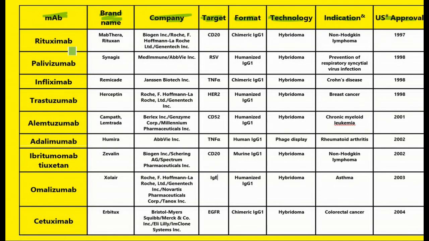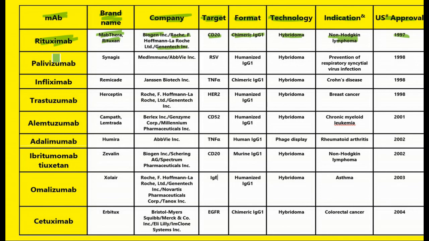So rituximab, Mabthera is the brand name, Rituxan is there. Who produced it? Biogen, Roche and Genentech. Then the target, it acts on CD20. It is a chimeric, so the format is chimeric IgG1. It is produced by hybridoma technology and it is used for non-Hodgkin lymphoma, and the approval was given in 1997. As I have mentioned before also, this is the first drug that is used for cancer, and it is the first drug that got the US FDA approval.